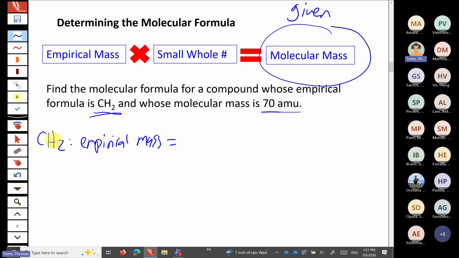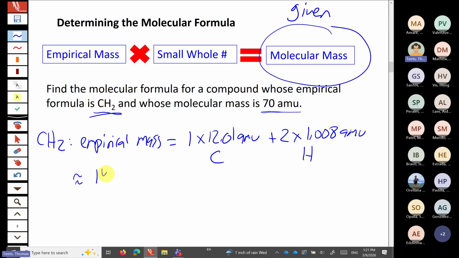So this empirical formula has 1 carbon, and the atomic mass of carbon from the periodic table is 12.01 AMU. There are 2 hydrogens in the empirical formula, and its atomic mass is 1.008. Again, those numbers come straight from the periodic table. So we don't need to be real precise here because the given molecular mass has no decimal places. So that comes out to around 14 AMU. 12 plus 2 times 1. 14 AMU is close enough.